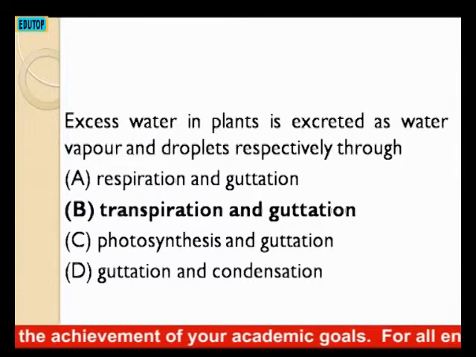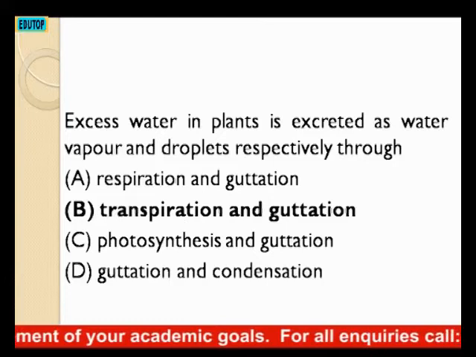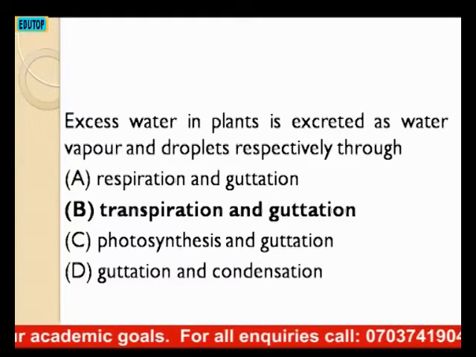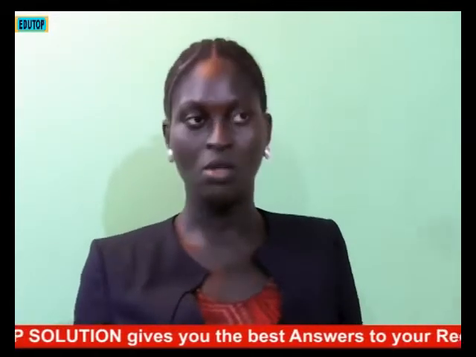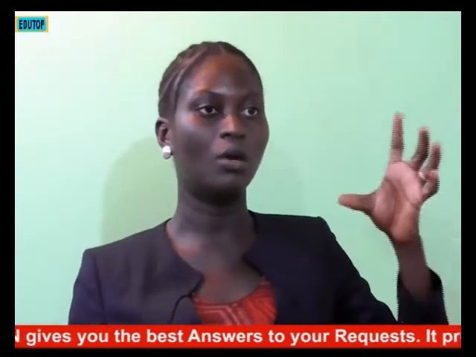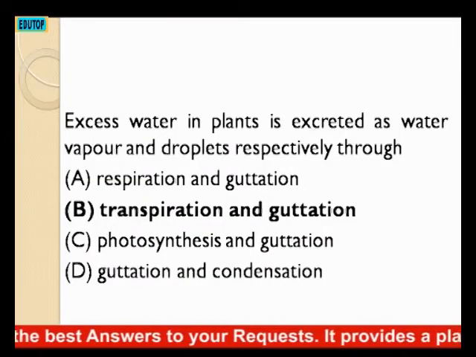The next question: excess water in plants is excreted as water vapor and droplets respectively. Excess water in plants will be excreted by transpiration. That is when you have the opening and closing of the stomata. When there is excess water, the stomata will open so that transpiration can occur and the excess water can be taken away. Now, droplets are taken away by guttation. So that is leading us to guttation. It's not respiration.